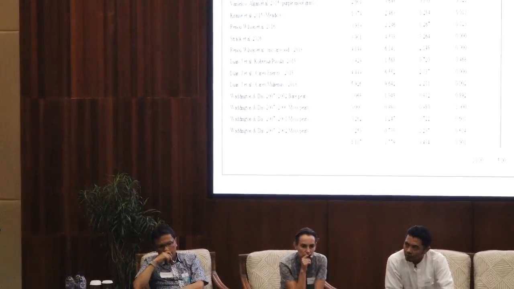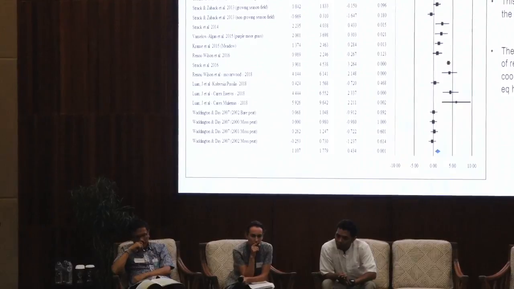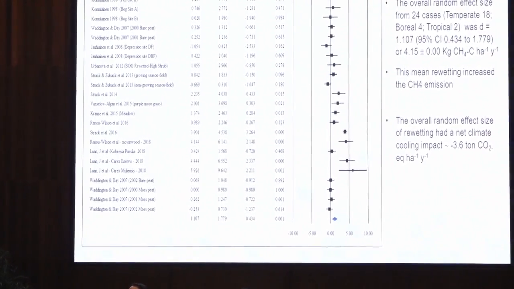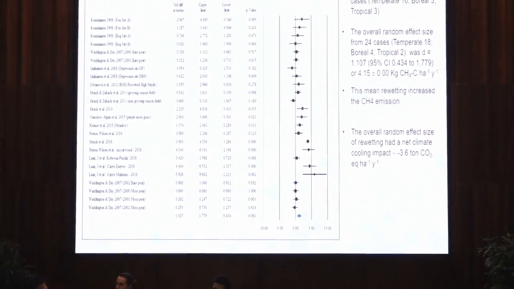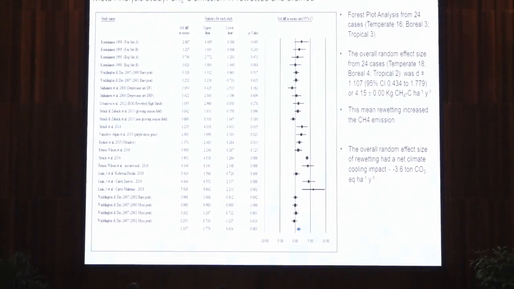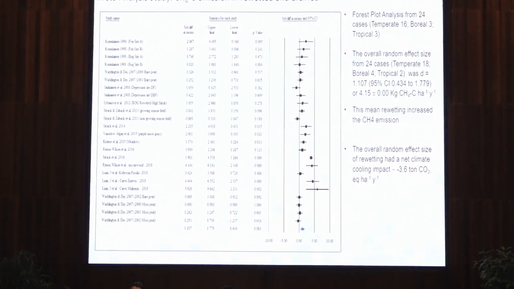But when we add these two components of greenhouse gas, CO2 and methane, the rewetting still had, based on my playing with this forest plot analysis and meta-analysis, a net cooling effect of around 3.6 tons CO2 equivalent per hectare per year. So I was convinced by this study that rewetting will reduce emissions, though not from experience.